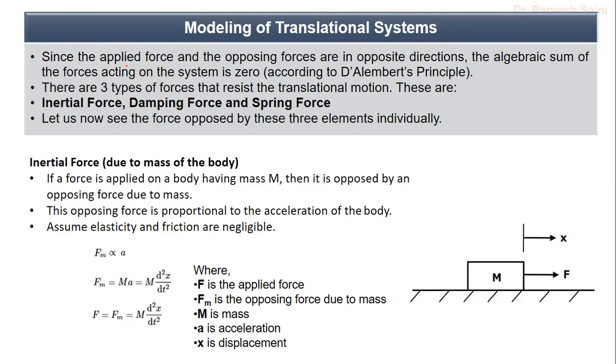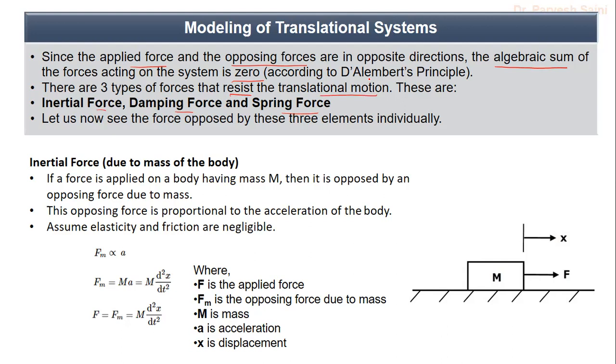So the applied force and the forces opposing the applied force, the algebraic sum of these forces acting on a system is zero, right? In the case of translational mechanical systems, there are three types of forces: inertial force, damping force, and spring force. These three forces resist the translational motion of the given translational system.